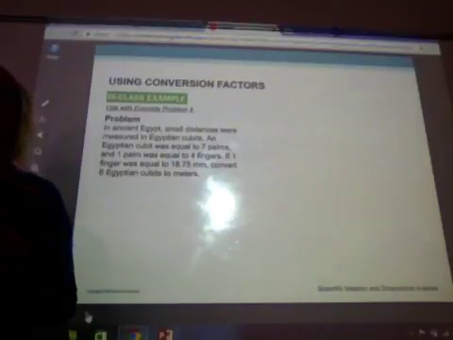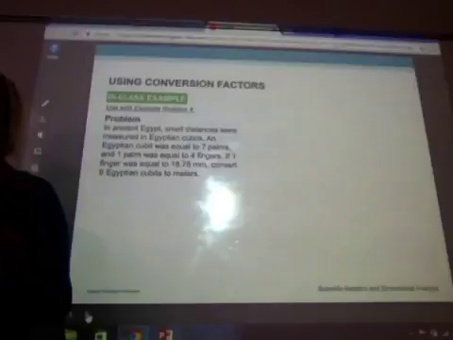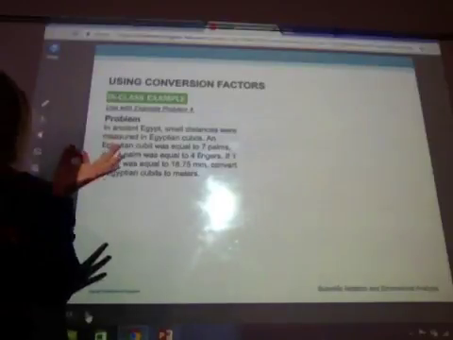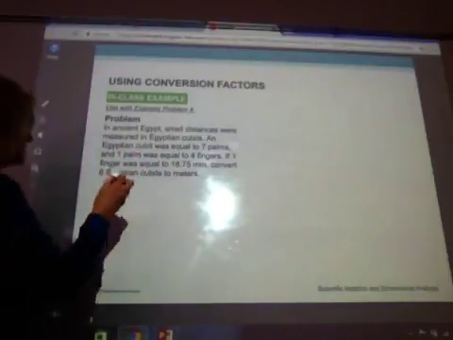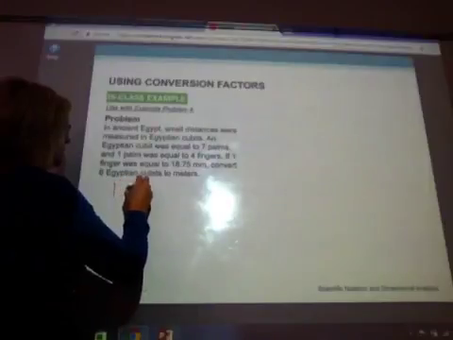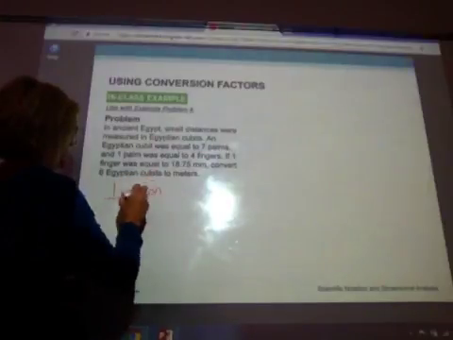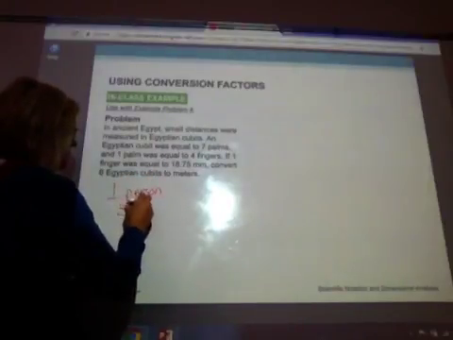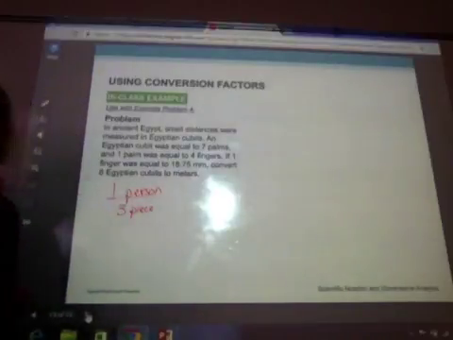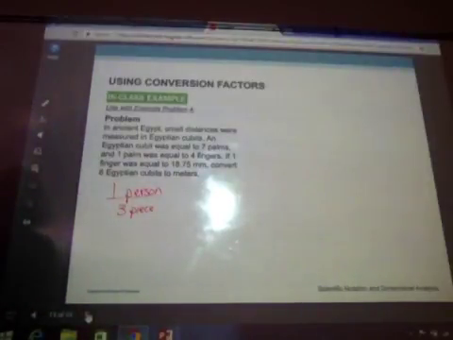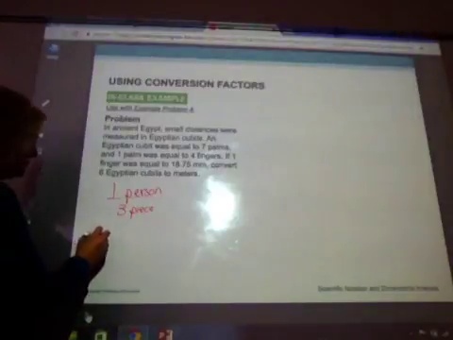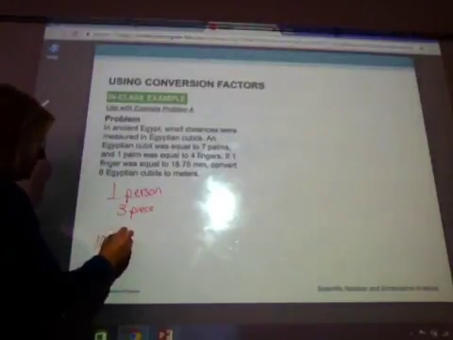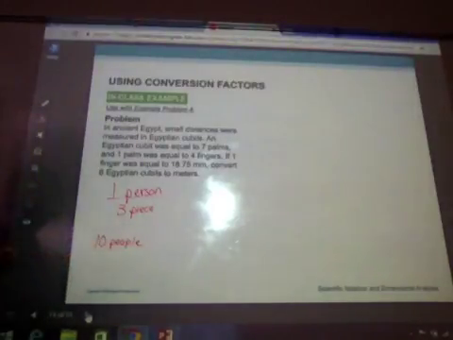Average of 2. Anybody eat more than 2? I'd probably go with 3 to be safe. So I'm going to say that one person is going to eat 3 pieces. I know I'll have some leftovers, but that's okay. I'd rather have leftovers. What else do I need to know? How many people there are? How many are there? 10. There's 10 people.